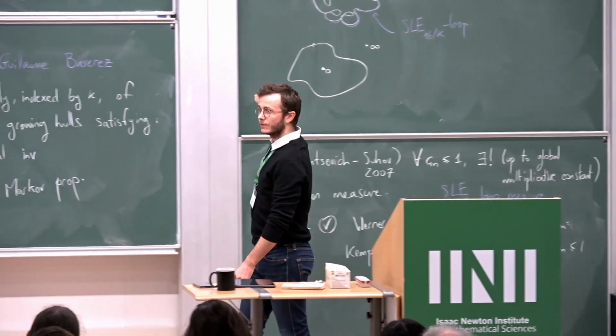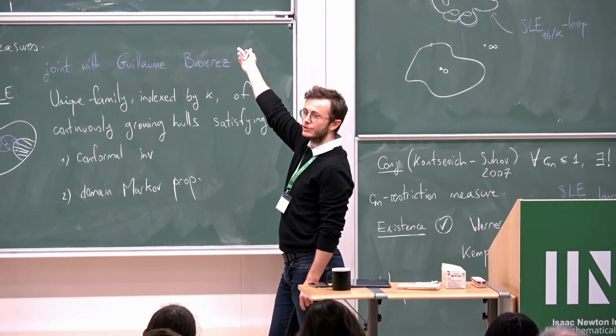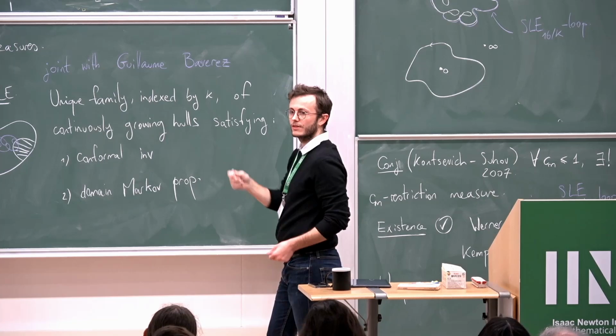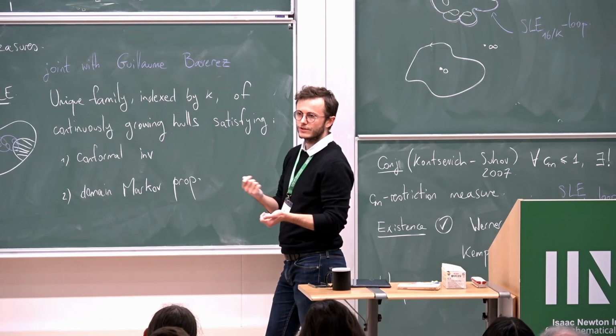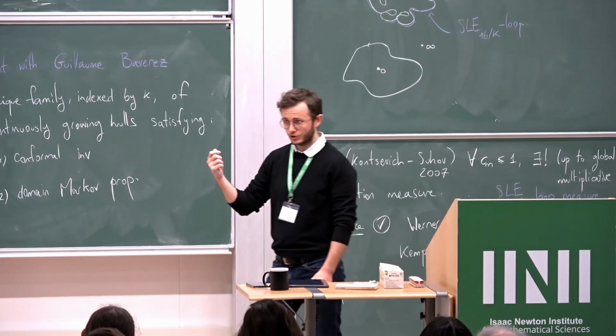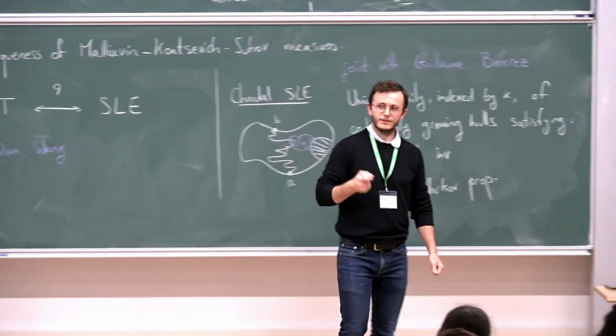And for this particular fact, what you will have to use is reversibility of the loop measure, but reversibility under the inversion. But this is just a computation about Brownian motion. The fact that Brownian motion is invariant under z goes to 1 over z is a computation.